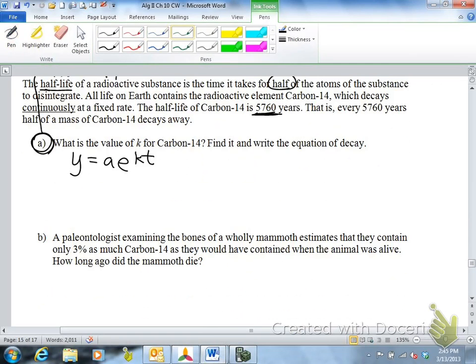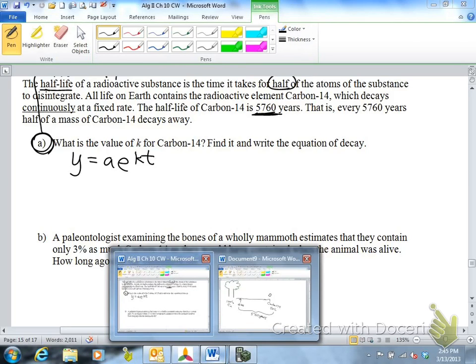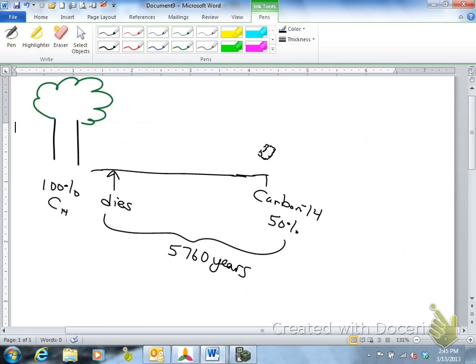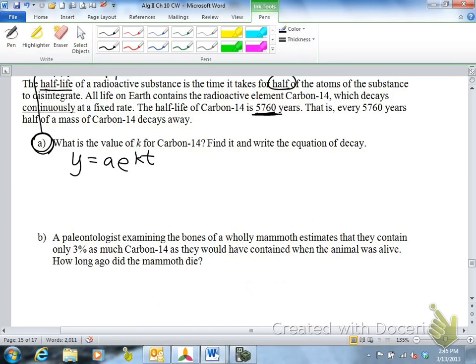So here's the formula. Once we derive this formula, you won't have to derive it again, so that's nice. Our tree initially had 100%, or 1 as a whole number. So we'll say the y for our tree, the A value, initially had 100% of its carbon-14 atoms, times e to the k, which is what we're solving for, times t. We'll say after 5,760 years, it has half of the carbon-14 in it. So that would be 0.5.